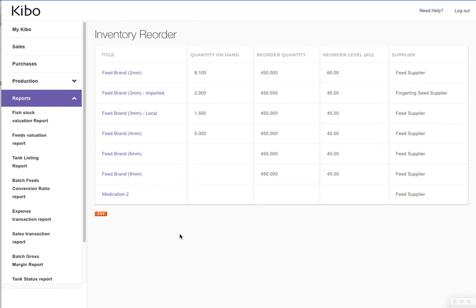So for example, if you're about to go out to the market and you say, okay, what do I need to buy today, what am I running low on, this report is where you need to go rather than going into the stores to be doing simple counting. This aggregates everything for you and says this is what you need to buy today.